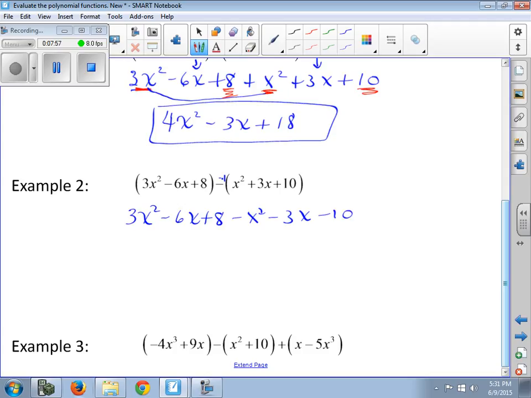And then we'll combine the like terms. So we have 3x squared minus 1x squared, which would be 2x squared. We have negative 6x and negative 3x. Negative 6 minus 3 would be negative 9x. And then we have our 8 right here minus 10. And 8 minus 10, if you put that in the calculator, is negative 2.